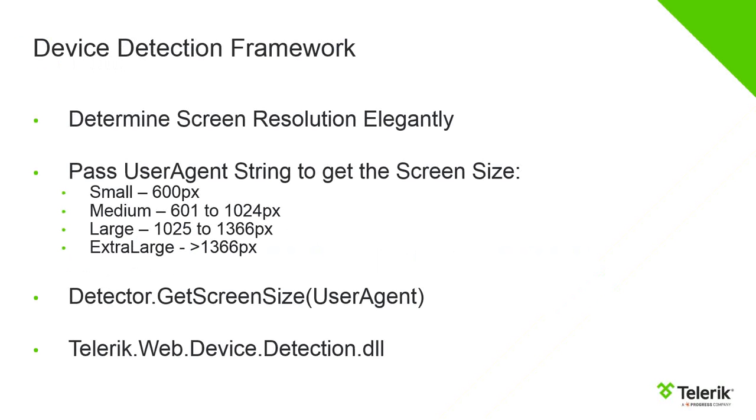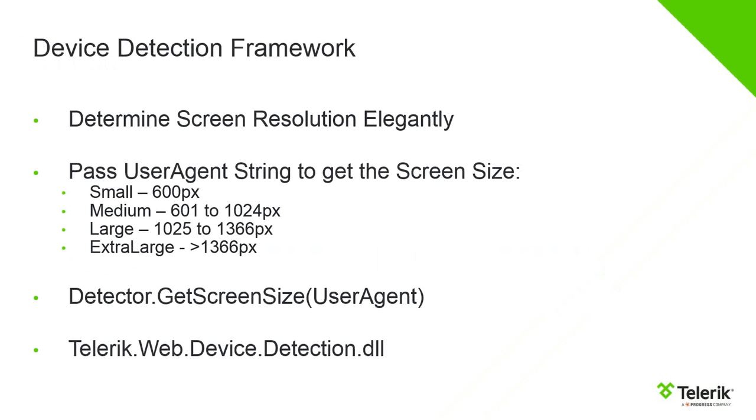Out of the box, we have set up certain rules of thumb. Anything below 600 pixels, we say it is a small screen size. Anything between 601 and 1024 pixels, we say it's a medium screen size. 1025 to 1366 is a large screen size, and anything beyond 1366 is extra large, right? But how do you detect this screen size? Simple. We have this API called Detector, and it has a method called GetScreenSize.